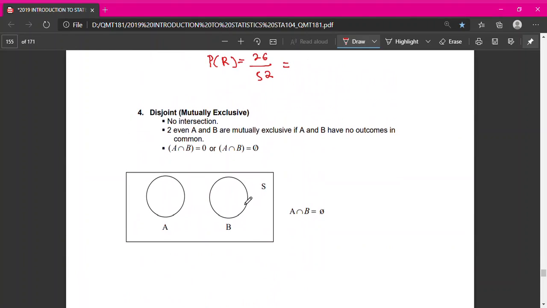Okay, the next one pula adalah disjoint event ataupun dinamakan mutually exclusive event, which is, ini dia punya illustration, which is there is no intersection between the two event. Tiada intersection between two event. So, ianya dinamakan mutually exclusive. Okay, notationnya adalah A intersect B, null set ataupun A intersect B is 0. So, the probability of A intersect B will be 0 lah kalau A dan B adalah mutually exclusive.